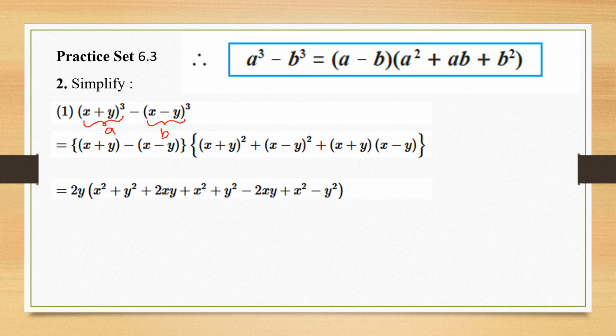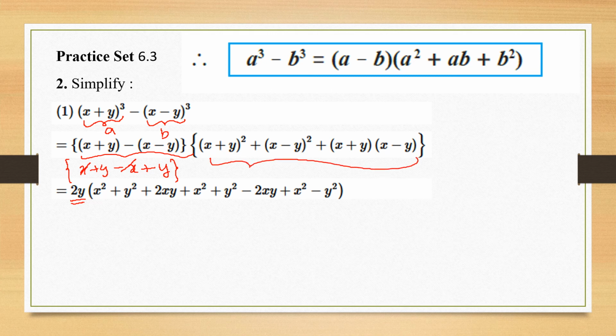Now if you see the first bracket, if I open up this bracket, you will get x plus y minus x, and this minus and minus will become plus, so you will have plus y. And then this x and this minus x will get cancelled, and the only thing you'll be left with in the first bracket, just pay attention, is y plus y, and y plus y will give you 2y. So this is how we get this 2y here.